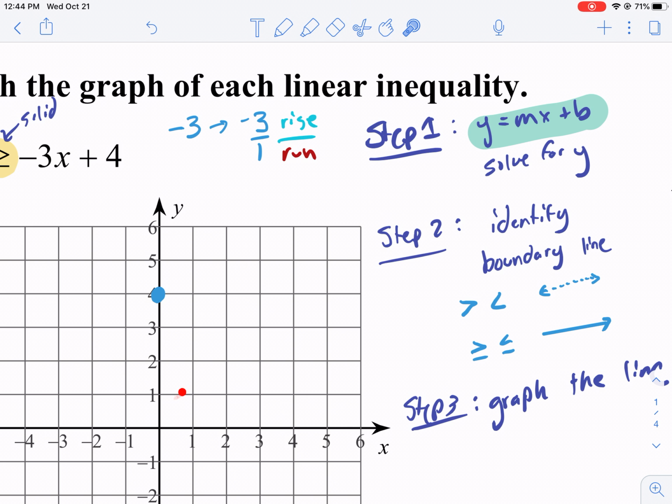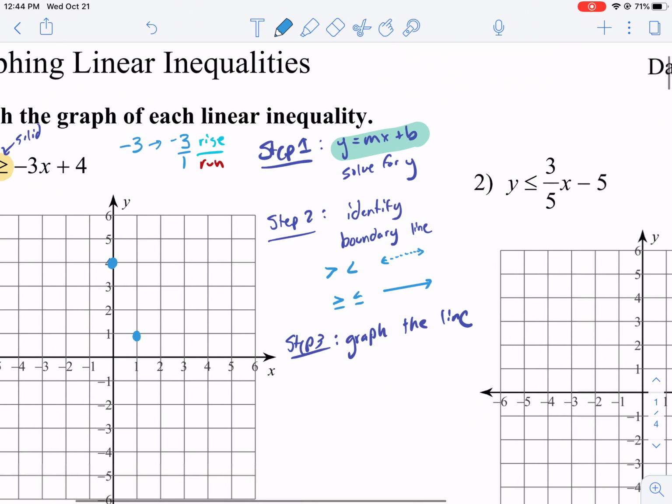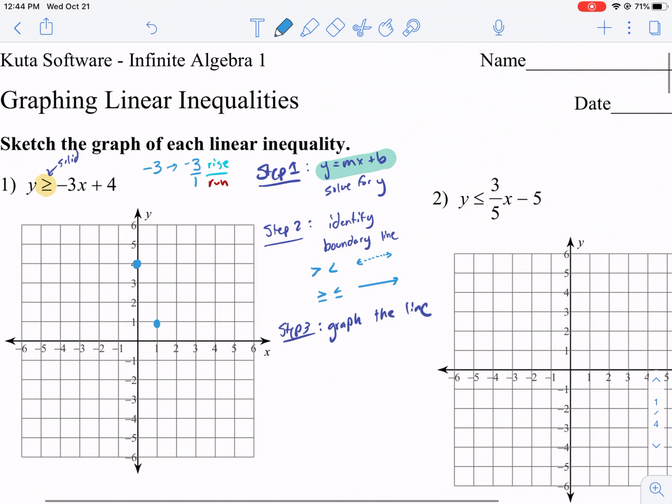And then I'm going to run, that's in the positive x direction. I always like moving left to right. Over 1, and then I make another dot there. And there's my slope. So you basically graph the line by plotting your y-intercept and then using the slope to find another point. You can repeat that process and find multiple points if you want, but we just need 2 points. So we graph the line.